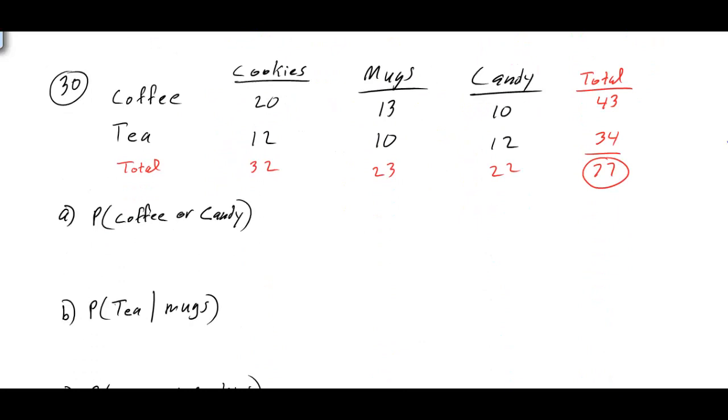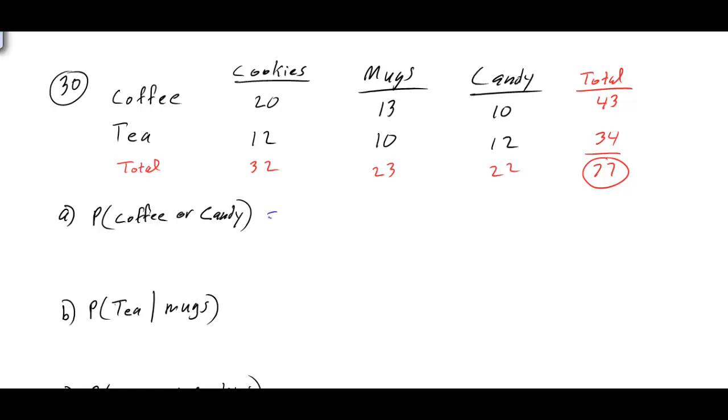All right, example number 30. Here we have a gift basket store that has the following pre-made gift baskets containing the following combinations already in stock. So here's the table, and you'll notice I added in the total for coffee, the total for tea, and then the total for cookies, mugs, and candy. The first question is, what is the probability of coffee or candy?